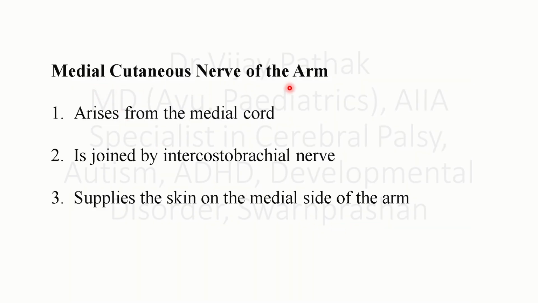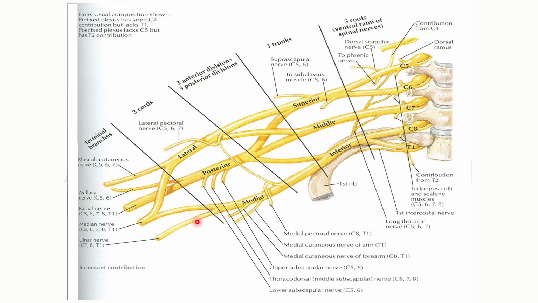Medial cutaneous nerve of arm arises from the medial cord. This is the medial cutaneous nerve of arm, and this is the medial cutaneous nerve of forearm. Both arise from the medial cord and supply the cutaneous part of the medial side of the arm and forearm.